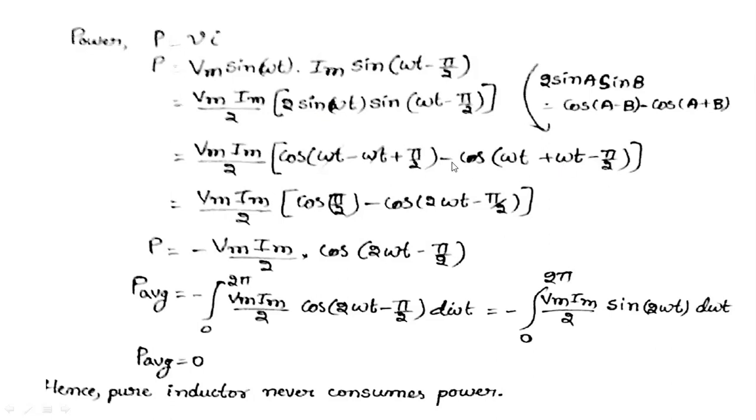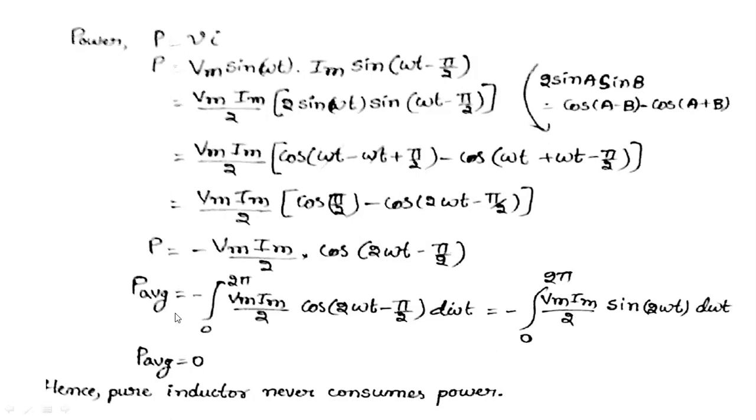This is given by the identity 2 sin A sin B equals cos of A minus B minus cos of A plus B. By simplifying, I get Vm Im by 2 times cos pi by 2 minus cos of 2 omega t minus pi by 2. So the power P equals minus Vm Im by 2 cos of 2 omega t minus pi by 2.